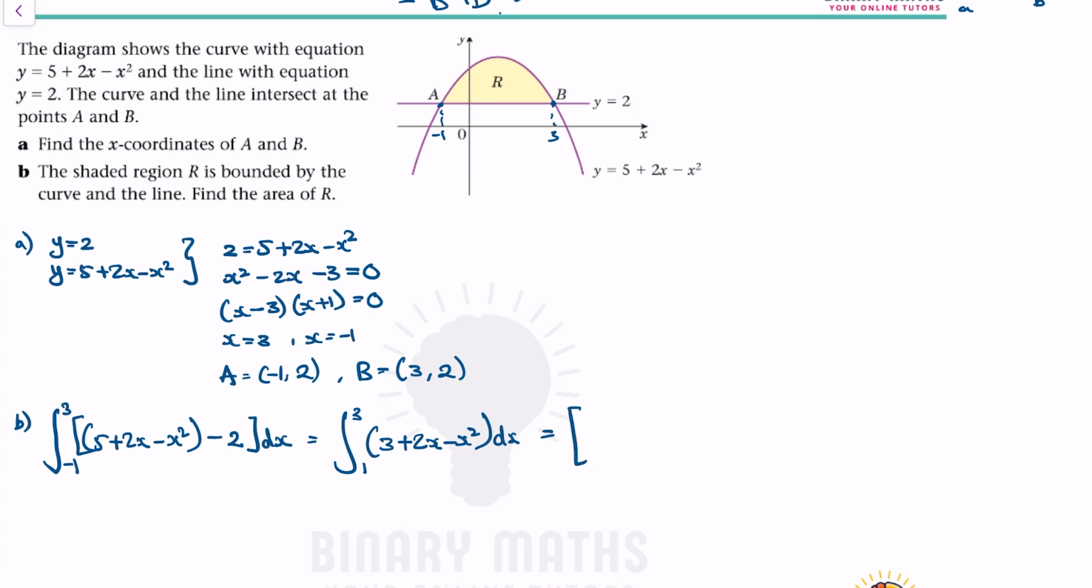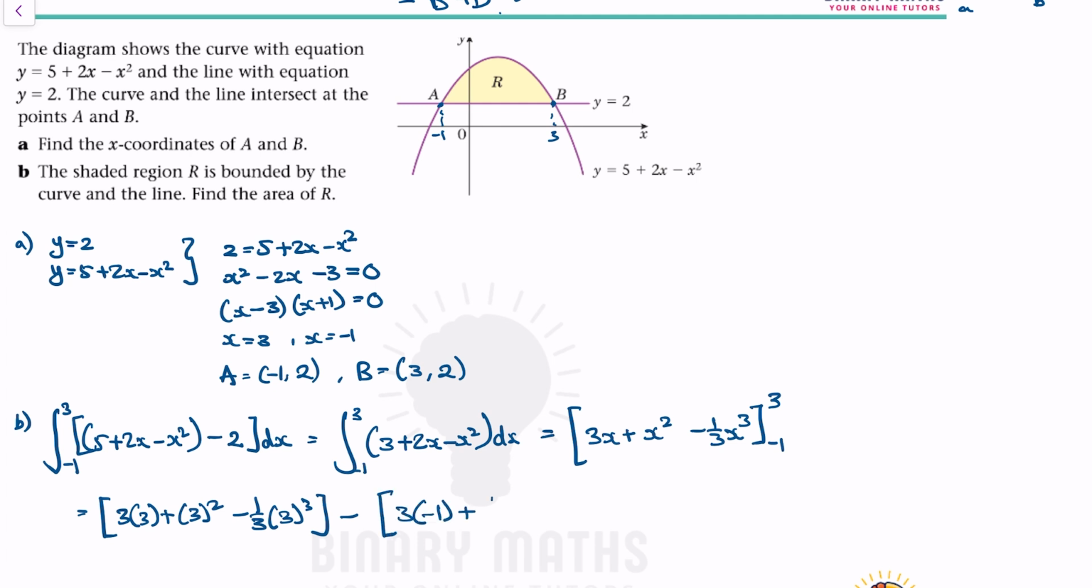So when we integrate this, we get 3x plus 2x squared over 2, which gives me just x squared, and minus x squared integrates to minus a third x cubed, between 3 and minus 1. Don't forget it's a minus 1. Okay, all I need to do now is substitute 3 first in and then substitute minus 1 into the expression. So I get 3 times 3 plus 3 squared minus a third times 3 cubed, take away 3 times negative 1 plus negative 1 squared minus a third times negative 1 cubed.